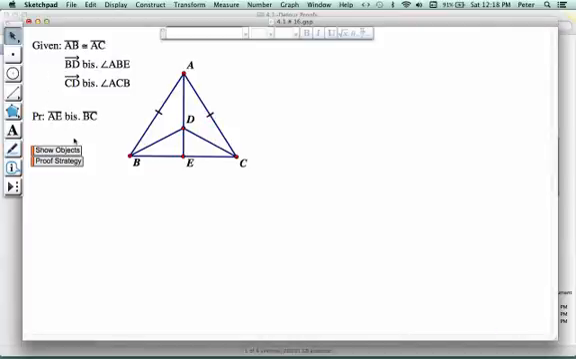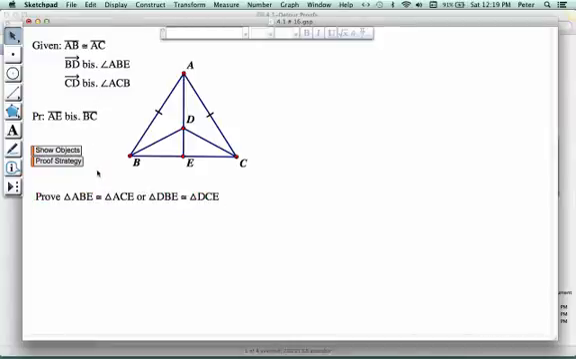Well, we recognize that if we're trying to prove that AE bisects BC, then we're going to have to prove that BE is congruent to EC. Well, BE and EC are part of which triangles? Take a minute, hit the pause button, and work out a strategy. Try to work backwards from what you have to prove to what you're given.